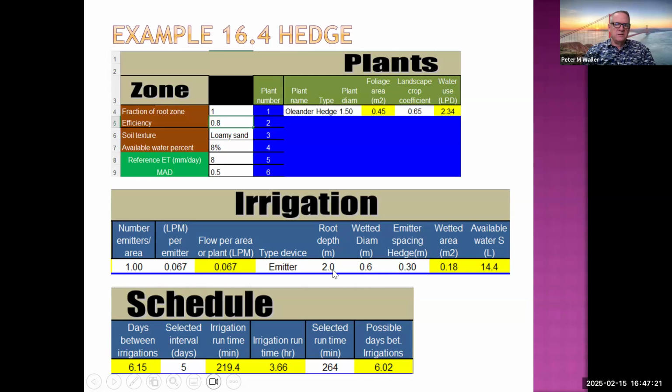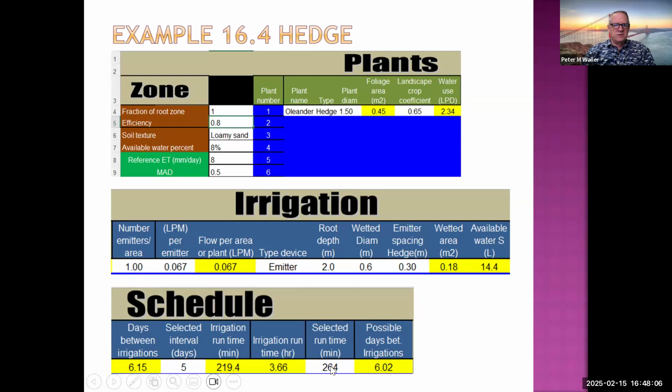And then here's the root zone depth, wetted diameter. And in this case, because it's a hedge, now we do have a distance between emitters, and that's going to lead to a square-based calculation for the wetted area. So here's our available water, 14.4. And so the days between irrigations is 6.15. That's different than the previous one because we just used this 2.34 instead of 2.9. But I'm just going to select 5 as the days between irrigations, so keep it the same as the problem. And then the irrigation runtime for a 5 day interval is 220, just like in the problem, or 3.66 hours.